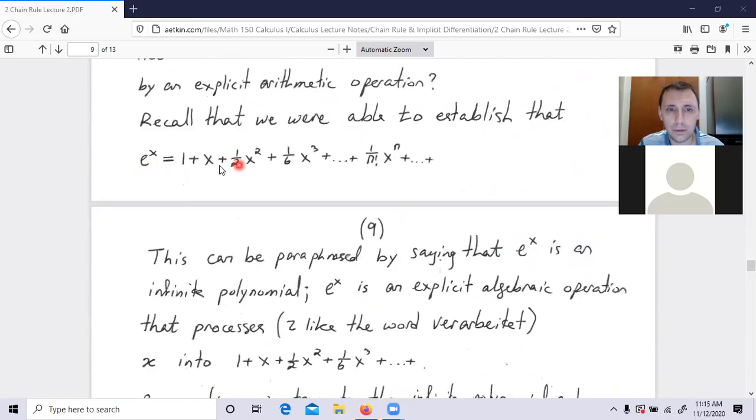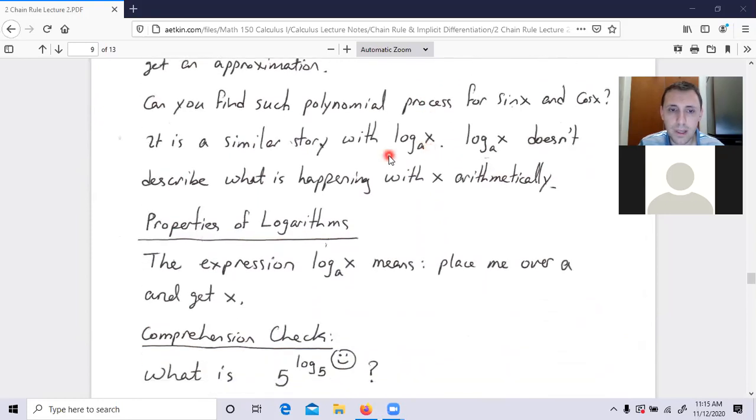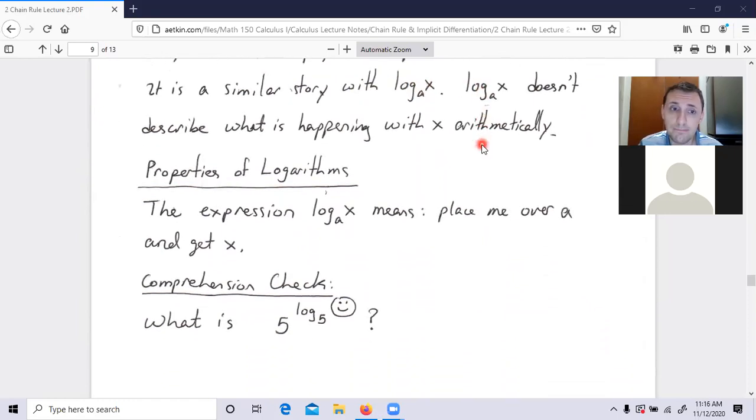We did learn how to expand e to the x and represent it as an infinite polynomial, and we asked what would be the situation for sine x and cosine x. Can you find an infinite polynomial representation for sine and cosine? And of course, now we would be interested in knowing, can we find a similar representation for logarithms?